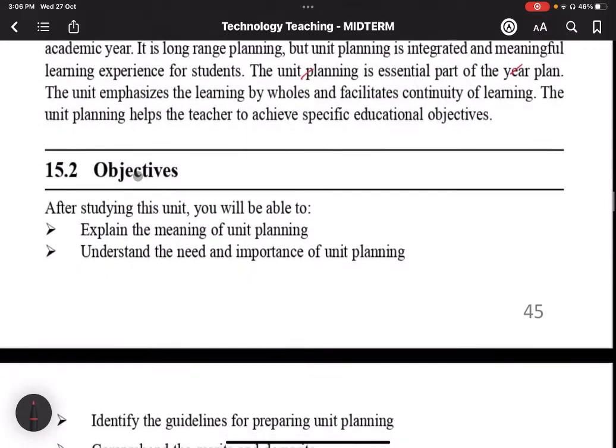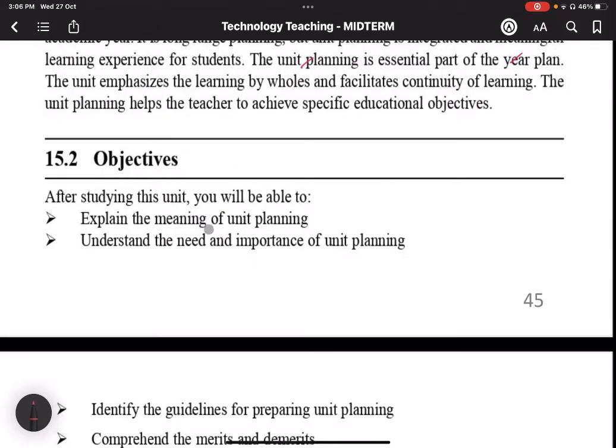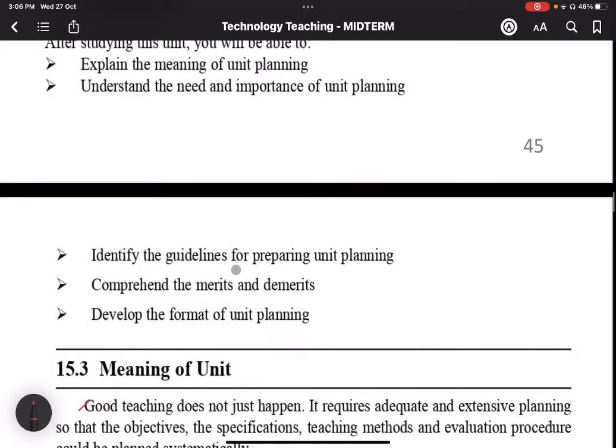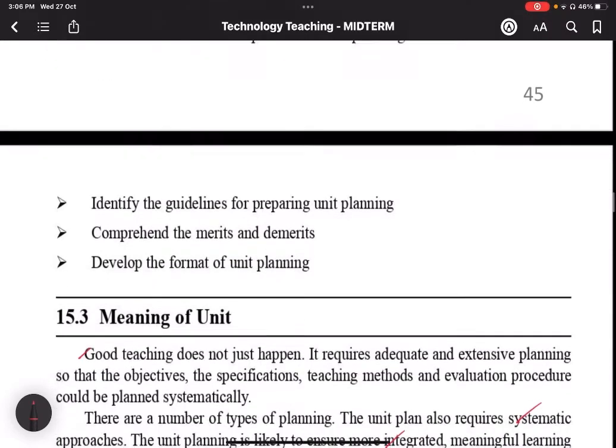The following is our objective. Explain the meaning of unit planning, understand the need and importance of unit planning, identify the guidelines for preparing unit planning, comprehend the merits and demerits, develop the format of unit planning.